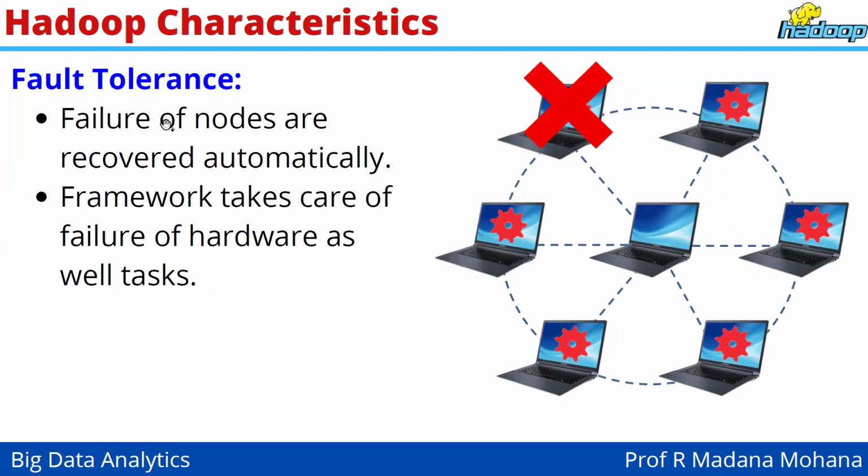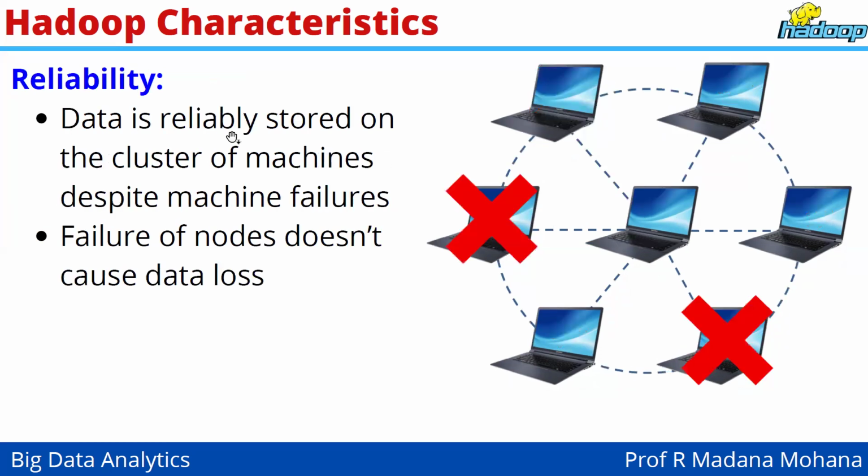Then fault tolerance. So what is the meaning of fault tolerance in case of failure? Failure of nodes is recovered automatically. The framework takes care of failure of hardware as well as tasks. Suppose if any one slave node fails due to hardware failure or system crash, because it already has its backup, due to that backup, the processing resumes as usual. That's why failure of nodes is recovered automatically.